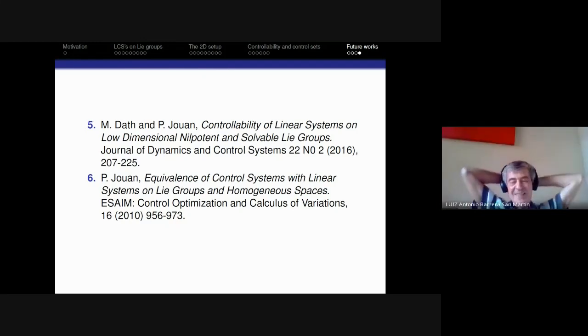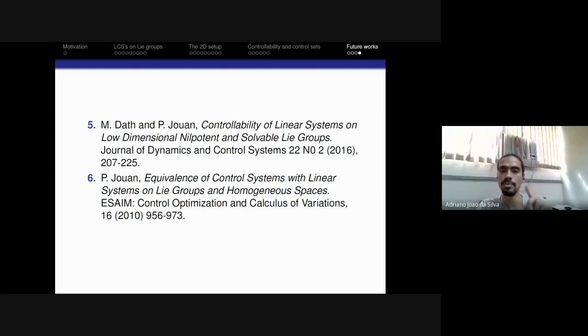Now my question is, are there subgroups such that controllability at the group level is equivalent to controllability at the homogeneous space level? Did you find some cases? If you can join two points in a specific subgroup, then you have controllability on the homogeneous space?